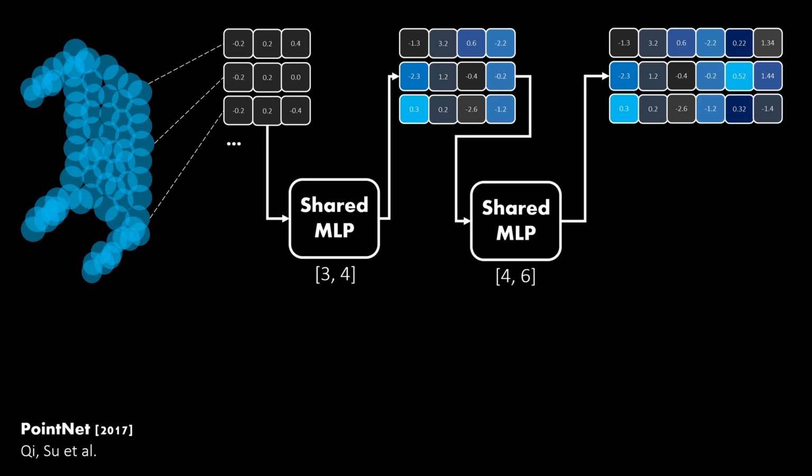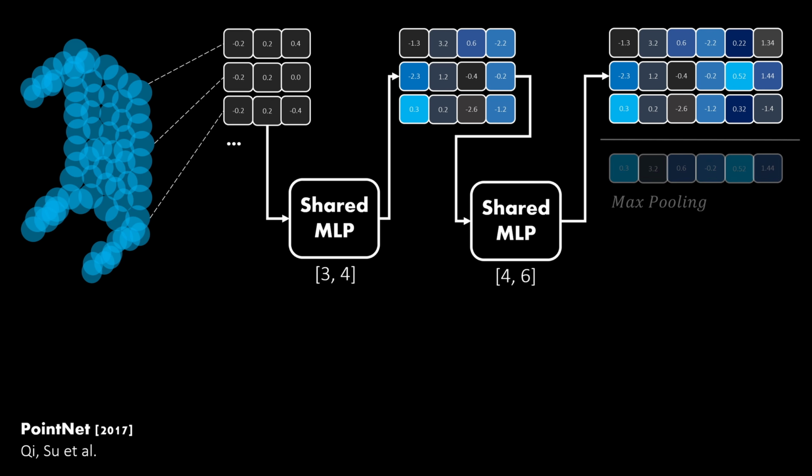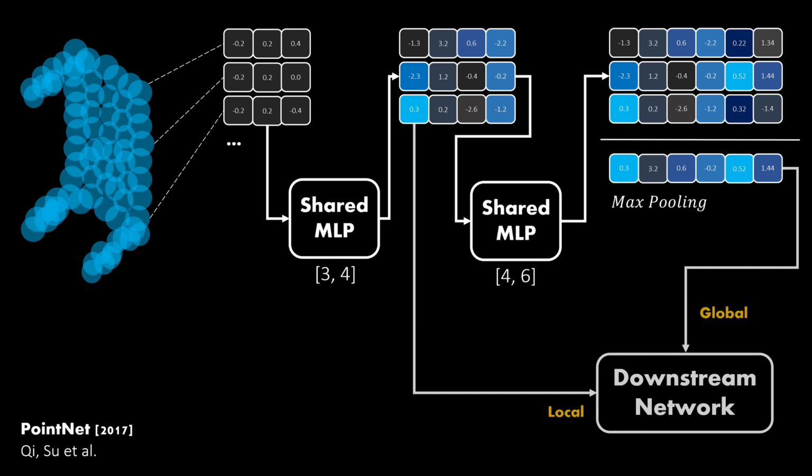Now the permutation invariant component comes into play, which is max pooling. For each dimension in the final vector, the maximum is selected and combined into a final global vector. This operation is independent of the order of the points. This final vector is the global fixed size representation of the point clouds. The authors then use the local vectors after the first transformation and this global vector after the second transformation together as features for downstream tasks like classification or segmentation.